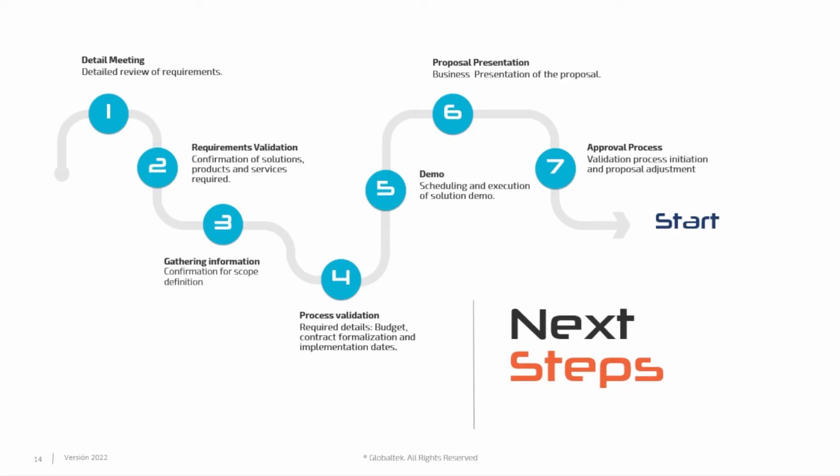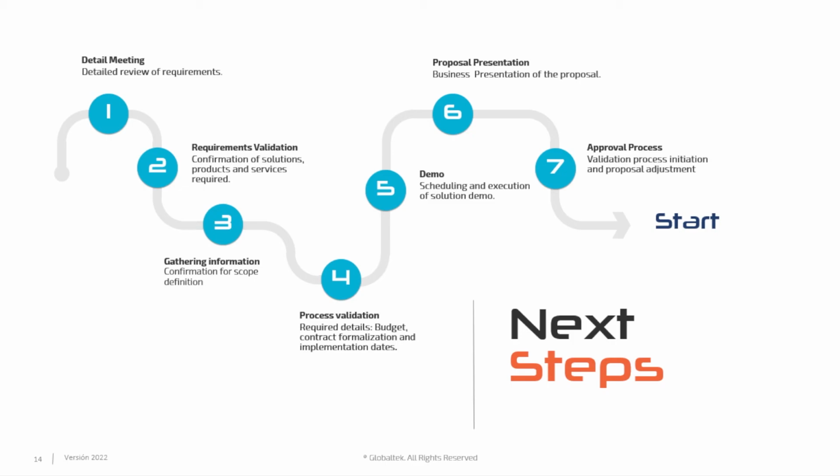first, we're going to have a detailed meeting in which we will have a detailed review of the requirements of your company. Second, we will have a requirements validation in which we will confirm which solutions and products or services your company needs to perform the action plan. The third step is that we're going to gather information regarding the scope of the project and the current needs of your company.